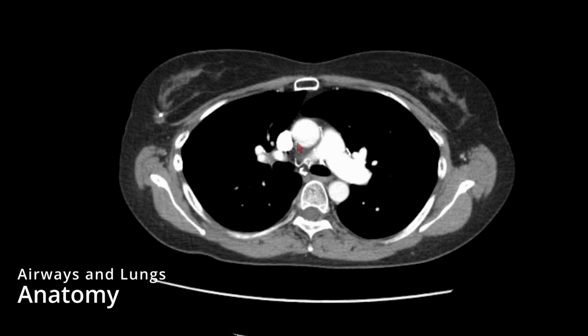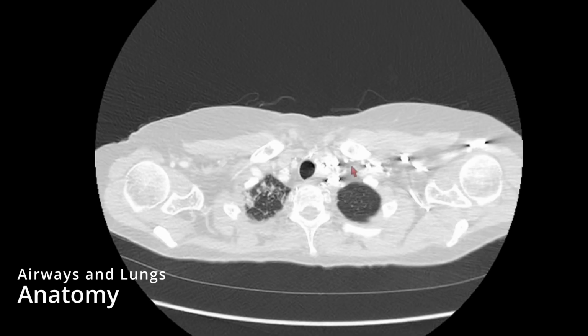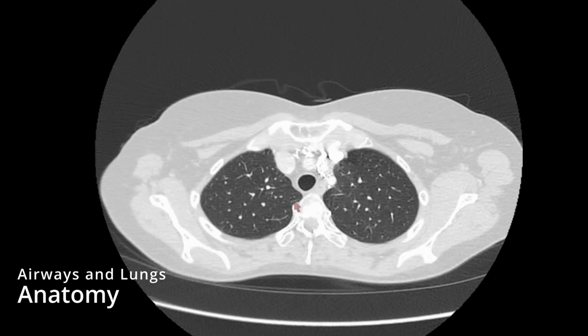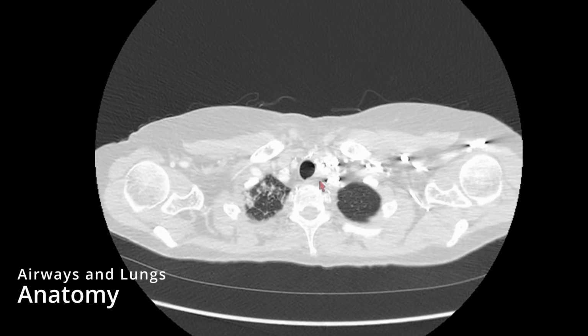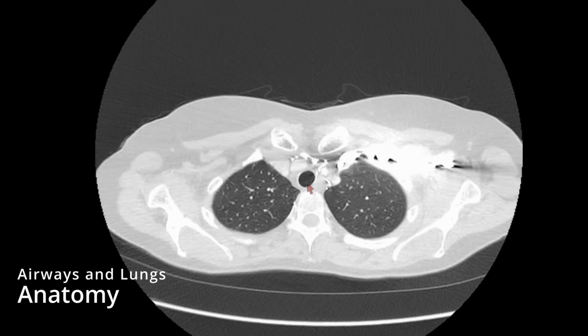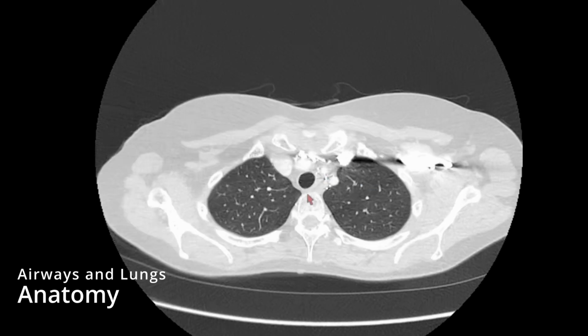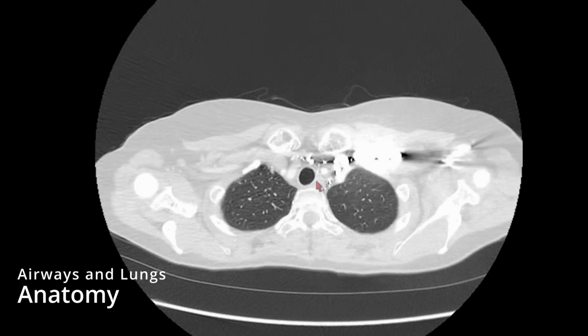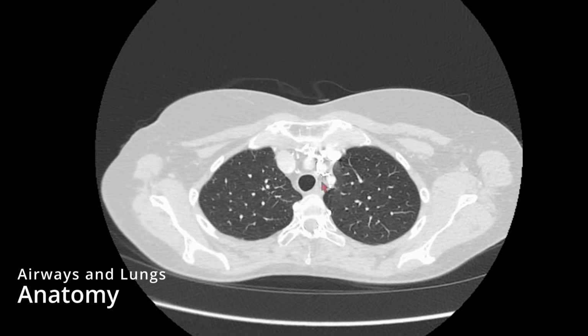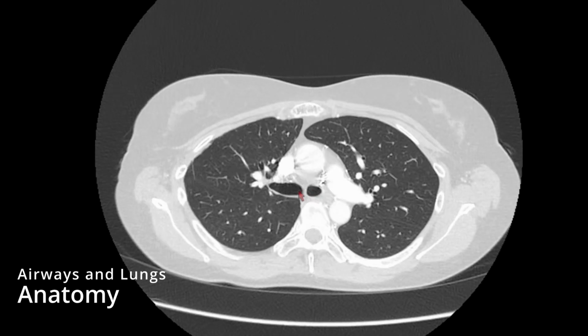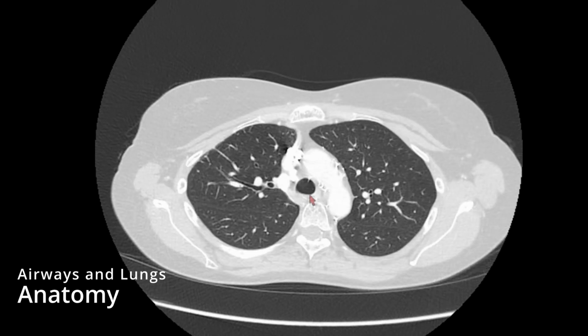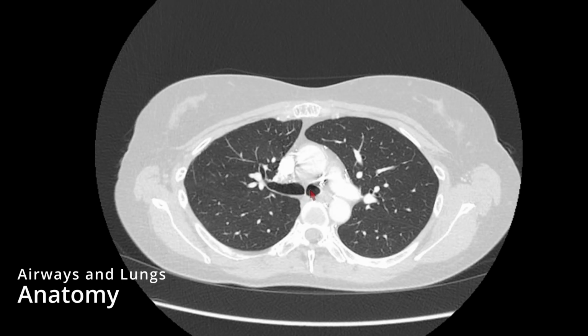Moving on to the anatomy of the airways. The lung window shows the airway anatomy much better, because if there are any mucosal secretions, that also can be seen on the lung window. The trachea goes down here and bifurcates into the right mainstem and left mainstem bronchus at the level of carina.